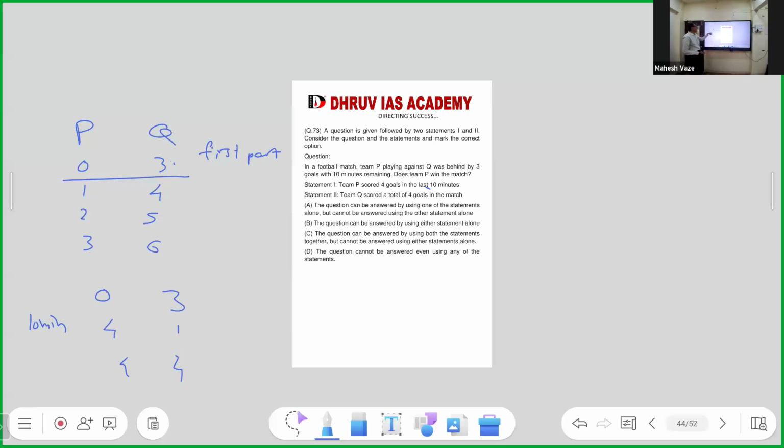But if this is the case, say 1 and 4, as I already told. Suppose before this, P was trailing by 1 goal here. Then in the last 10 minutes, Q has not scored, so it is 5 and 4. So here P wins the match. Here it is a draw. So from both the statements together also, we will not be able to tell whether P has won the match or not. It may be won, it may be a draw also. So the question cannot be answered even using any of the statements. So here also the option is D.